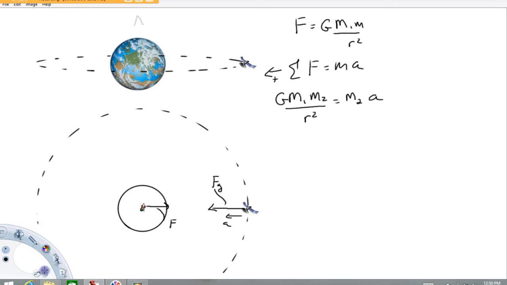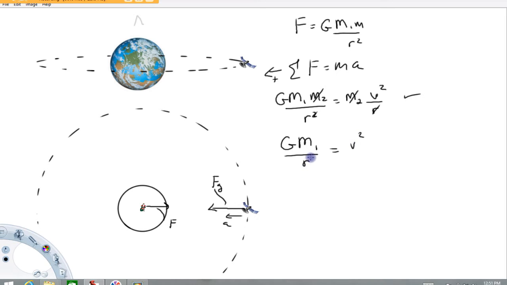Let me back up and talk about that acceleration again. In this example, it's a centripetal acceleration, so we can write it as v squared over r. This is what Newton's second law has to say about this problem. You'll notice the mass 2's divide out, and this radius will kill one of these. So I'll rewrite the equation: G times mass 1, the mass of the Earth in this example, over r is equal to v squared.